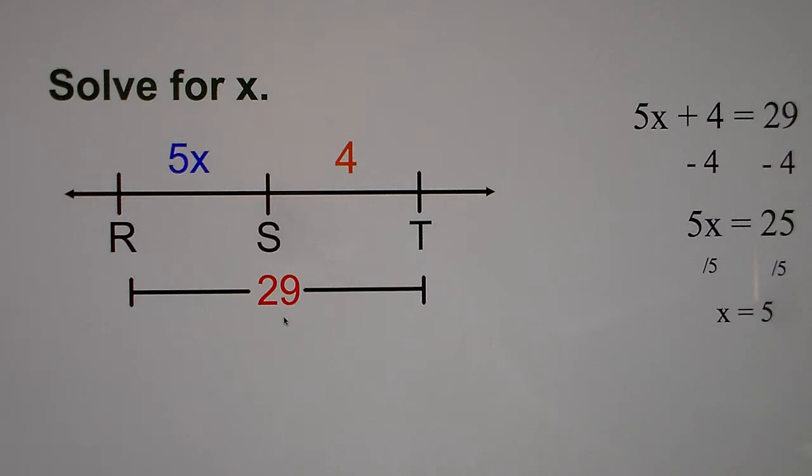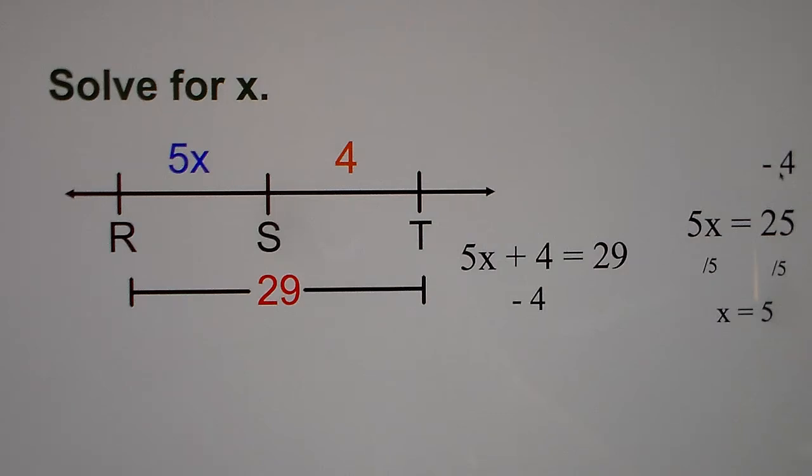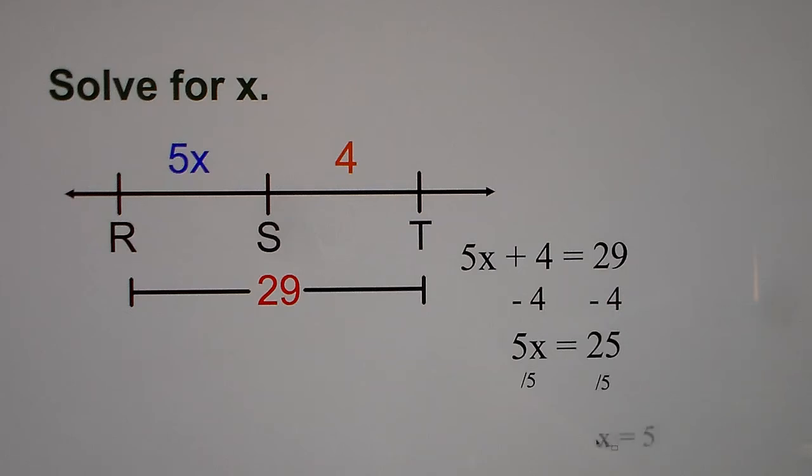So we can make an algebraic expression out of this. We could say 5x plus 4, the blue guy plus the orange guy, is equal to the red one. It's equal to 29. And then we do our inverse operations from there. We subtract 4 from both sides. And we're going to get 5x equals 25. We then divide by 5 to both sides. And we get x equals 5. So that's how you would solve a problem like this.